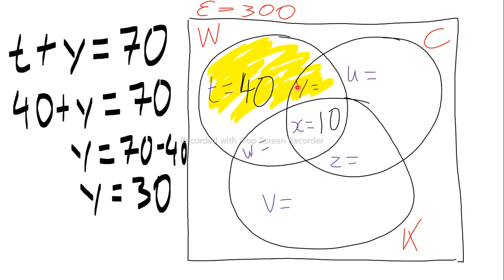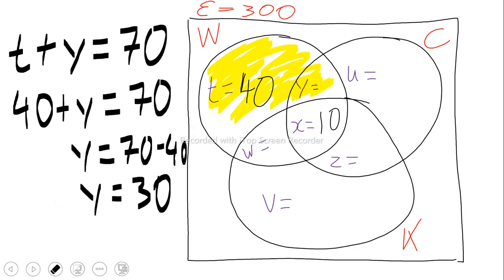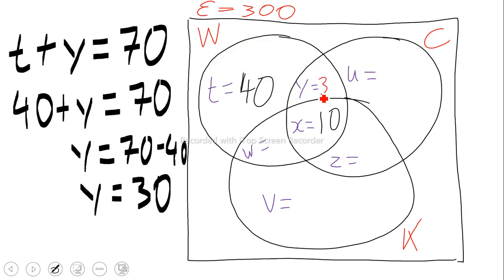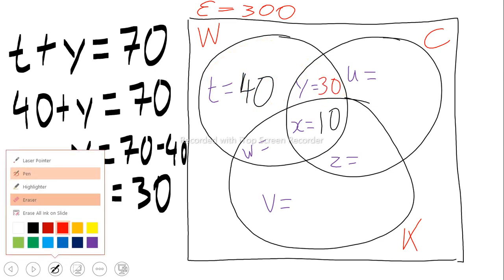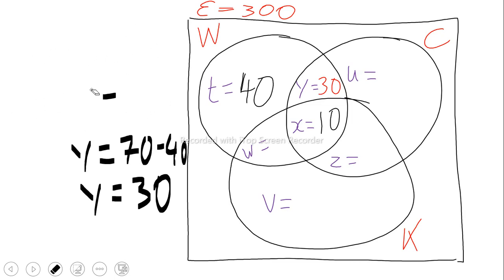Okay, so that means that Y is 30. Let me erase. Can I erase this? Yeah. Y is 30. Okay, good. We're almost done. Let me move this. Okay, so Y is 30.